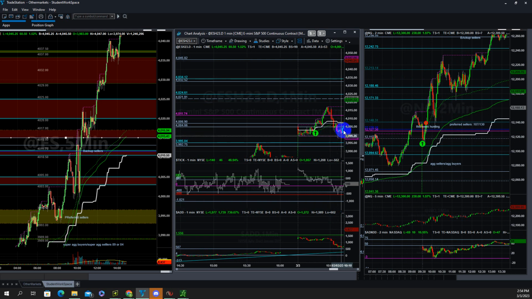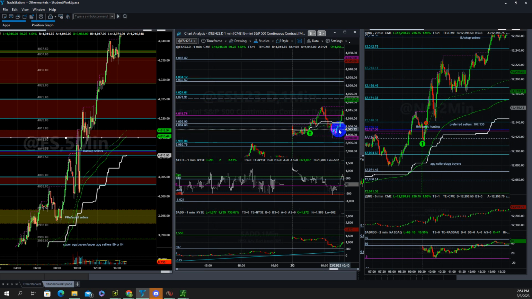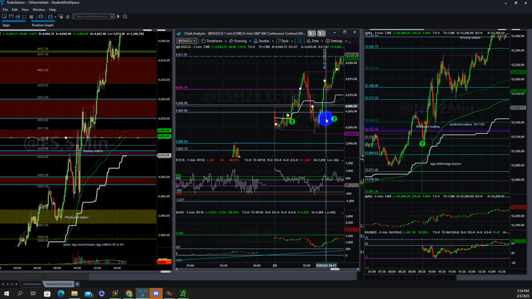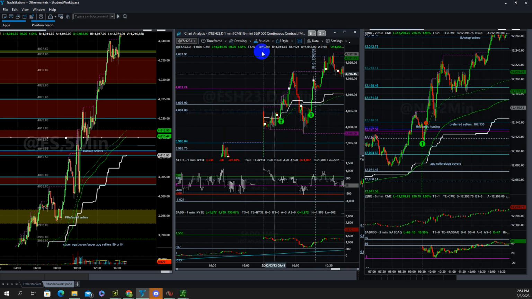See, that's where you take a long, with this red candle pulling back. 4,350, that's where I took the long, right here, because I considered this as a mini balance. That's a balance breakout, pull back, go long in conjunction with this, right? That's all it is.